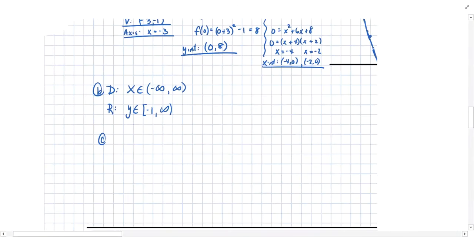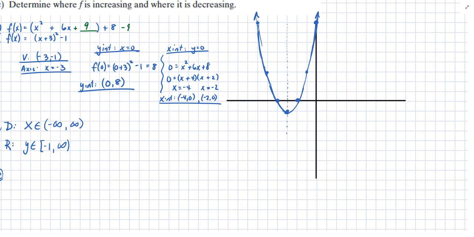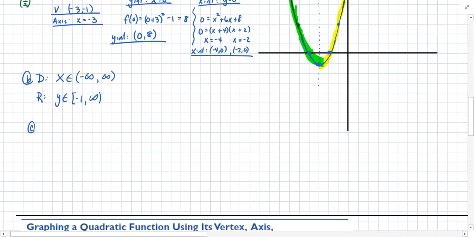And lastly, to reconnect with older notes, where is this function increasing and decreasing? Well, along this yellow pathway, the function is increasing. Along the green pathway, the function is decreasing. The y values are getting smaller along the green path. The y values are getting larger along the yellow path.